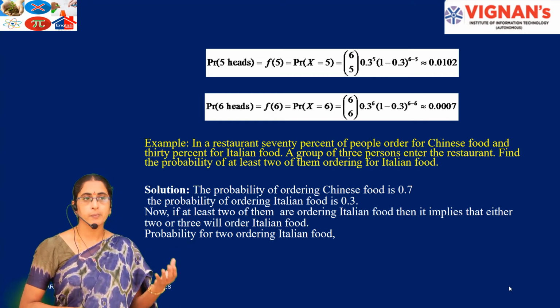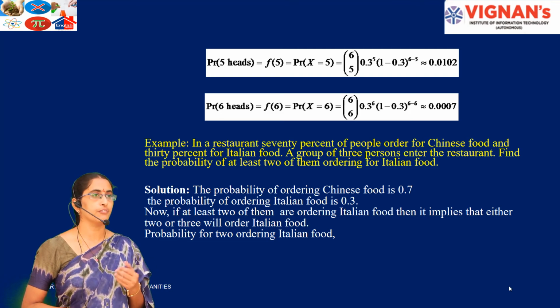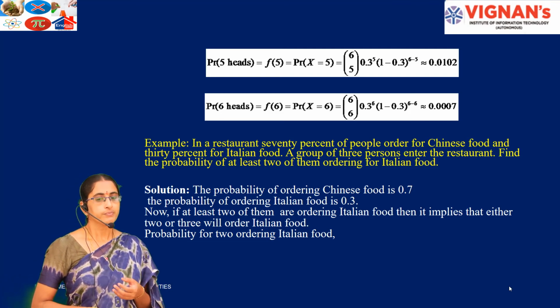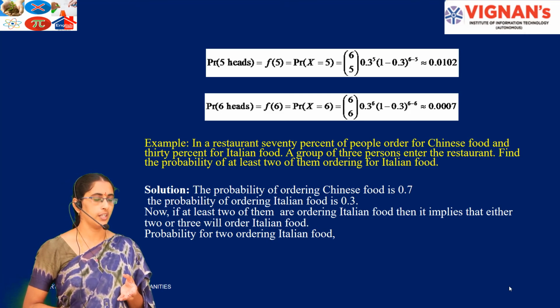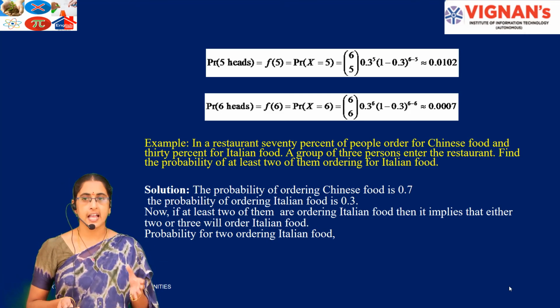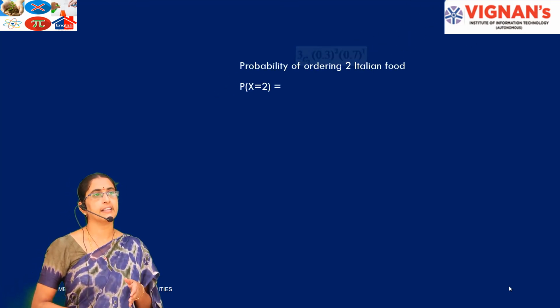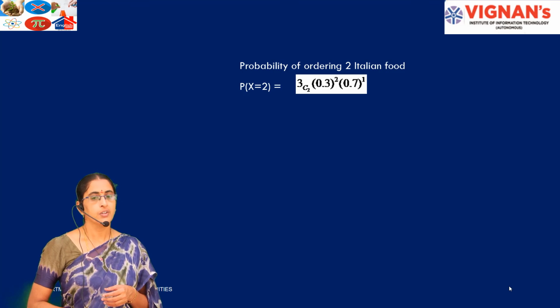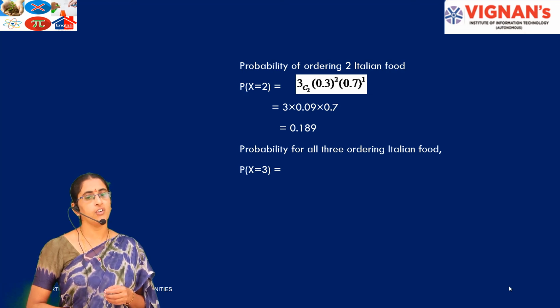So how many people are visiting the restaurant here? 3 people. So for those 3 people, we have to find the probability that at least 2 of them order Italian food here, right? So we have considered the Italian food as p here, that is 0.3. At least 2 means exactly 2 or more than 2 also they can order. So we have to find probability of x greater than or equal to 2, which is given by probability of x equal to 2 plus probability of x equal to 3.